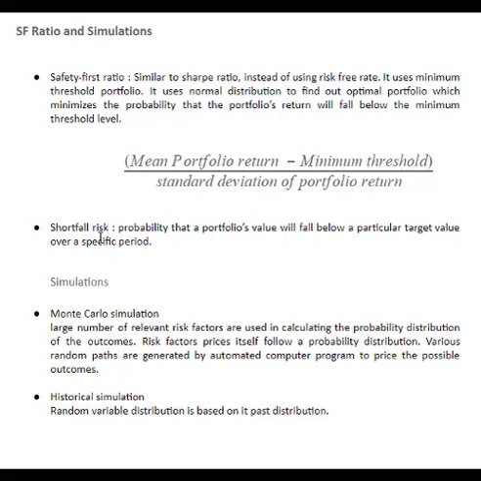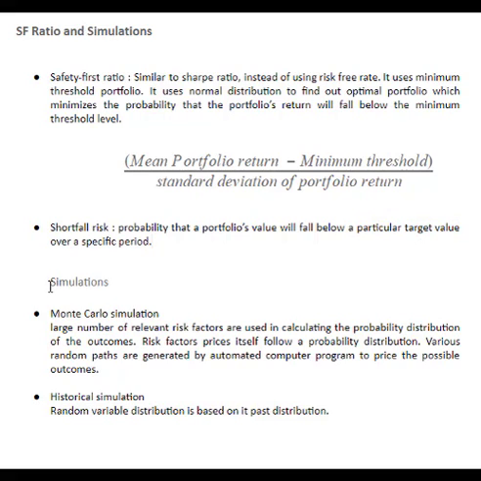Whereas the shortfall risk is the probability the portfolio value will fall below a particular target value. So there is a relation between the safety first ratio and shortfall risk. The higher the safety first ratio is, the lower the probability the portfolio will fall below a particular target value. We calculate shortfall risk by drawing the normal distribution curve, converting it into a standard normal distribution, and then finding out the probability of the portfolio value falling below a particular target value.